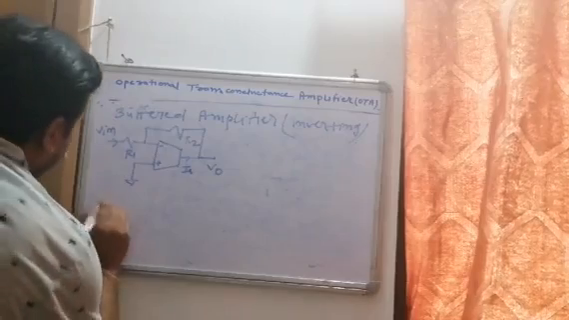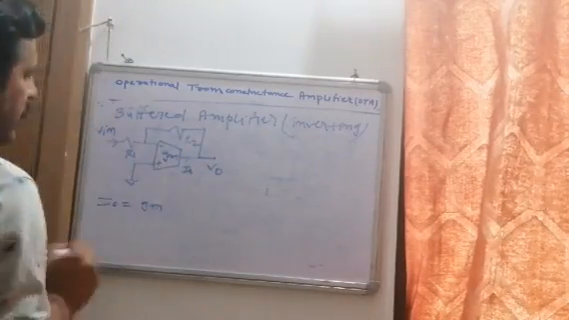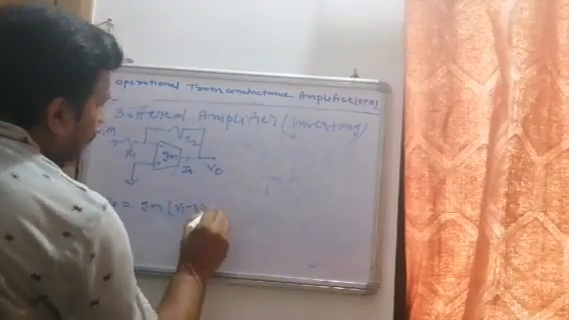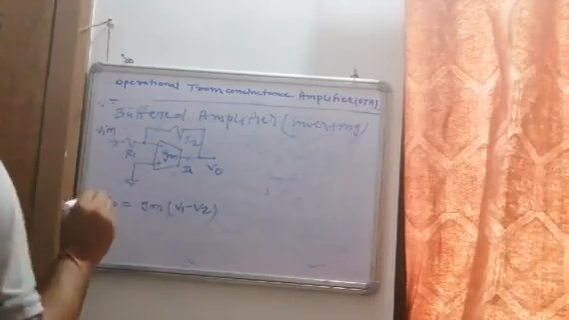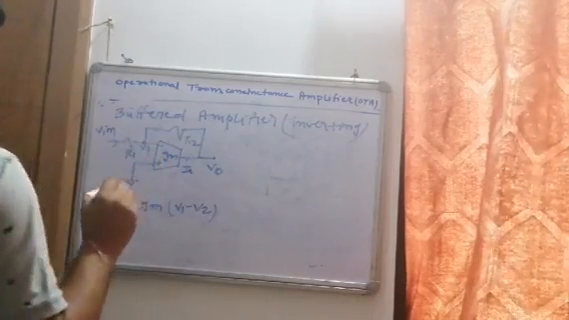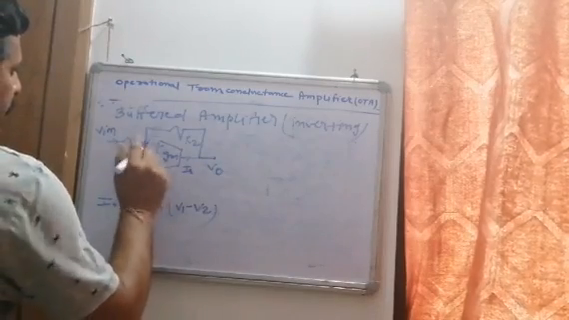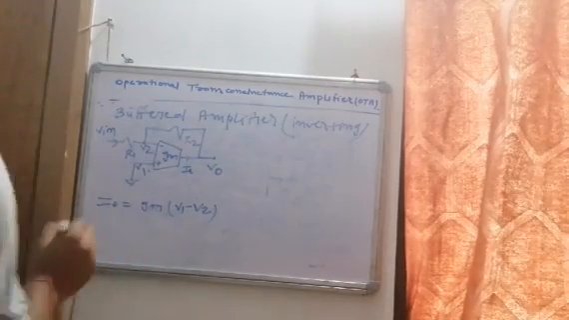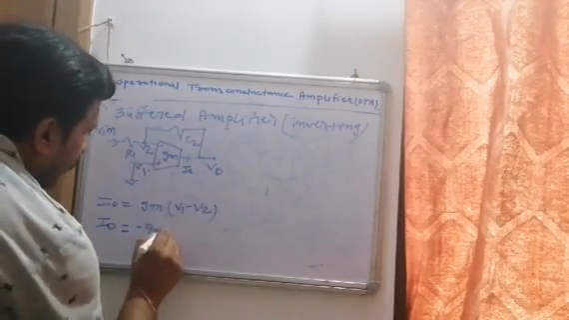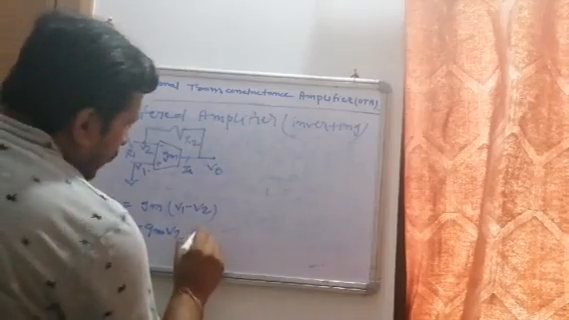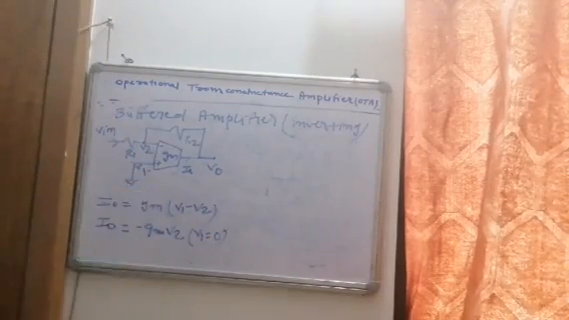So we know that I naught equal to Gm, and Gm is the transconductance of this OTA, times V1 minus V2. So here this is V1 and this is V2. So I naught equal to minus Gm V2 because V1 equal to 0. The non-inverting terminal is ground, so we can say V1 equal to 0.